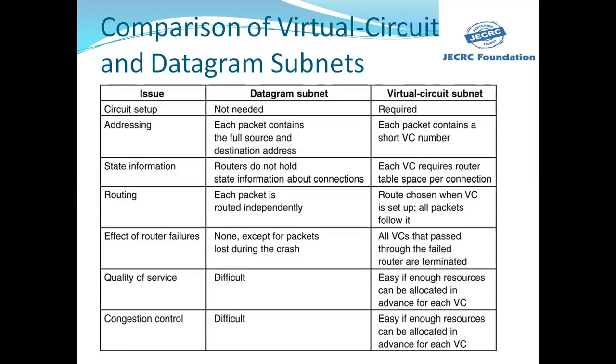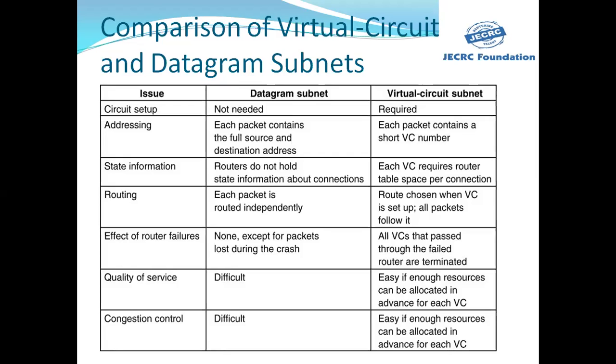Now this is the comparison between the datagram subnet and the virtual circuit subnet. There is the issue of circuit setup. In datagram there is no need for circuit setup beforehand. In virtual circuit we require a circuit setup. And addressing is a big issue. In datagram subnet all packets contain the source and destination address, but in virtual circuit all packets contain only the virtual circuit number.